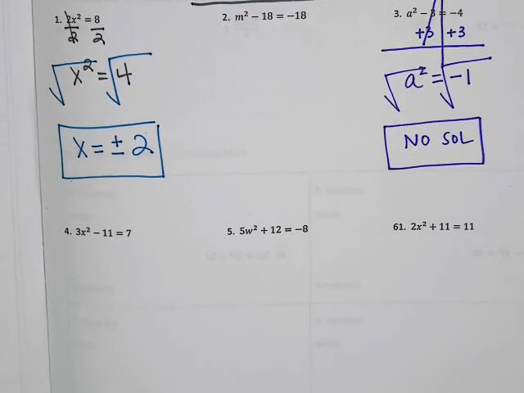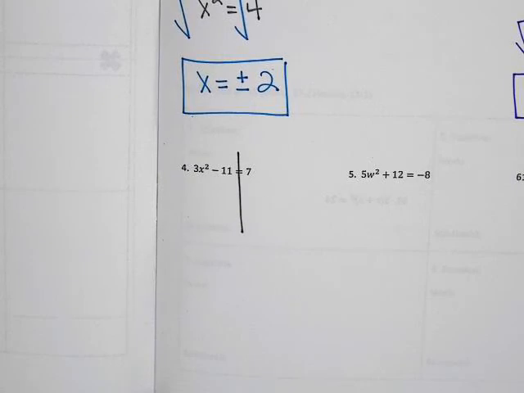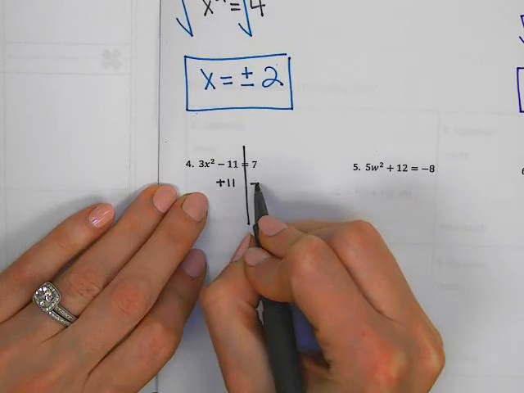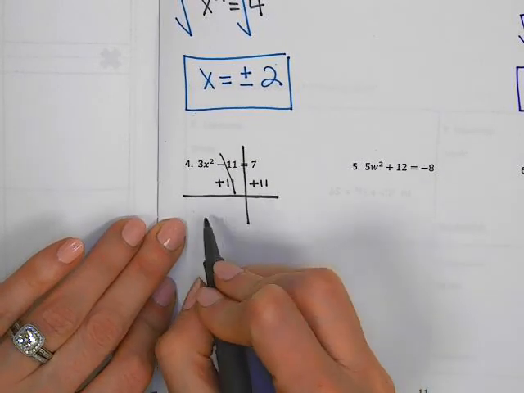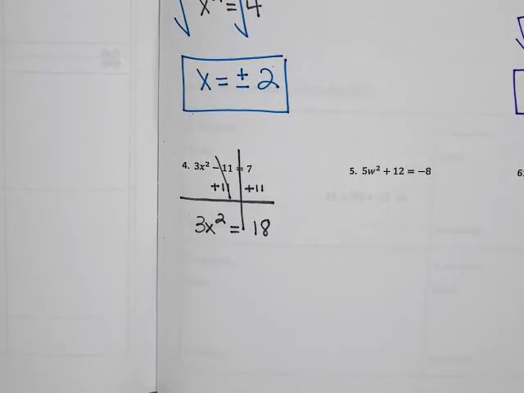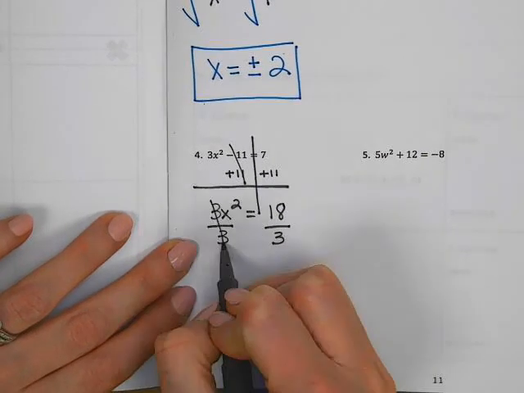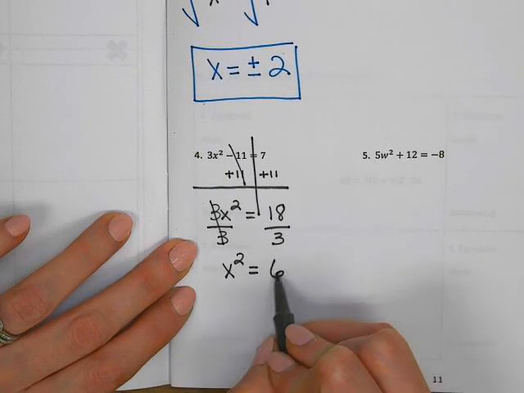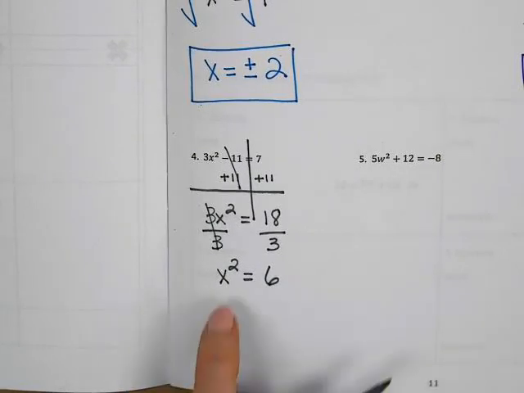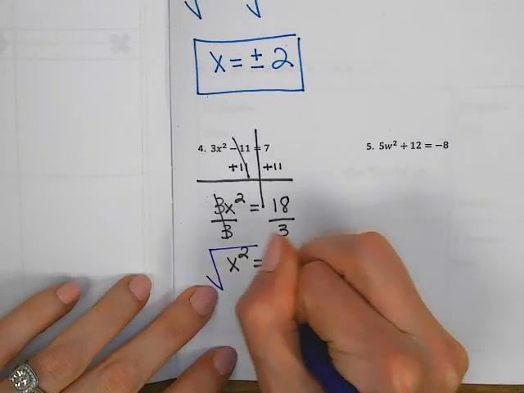All right, let's do one more. Let's do number 4. So draw your wall, isolate first. So to isolate first, you guys would add 11, right? Add 11, add 11. We get 3x squared equals 18. And we're still not isolated. We have to divide by 3, divide by 3. Those cancel. You get x squared equals 6. And now, whenever you have x squared equals a number, now you're ready to square root both sides.